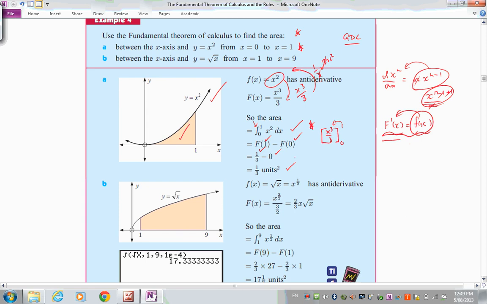What about the next one? Root x. So what is the area? I'd like to do this first: the infinite rectangle sum from 1 to 9 under the curve. But to do that, the area function is the antiderivative, that function which is the derivative of the given function. So here we are, it's x to the half.